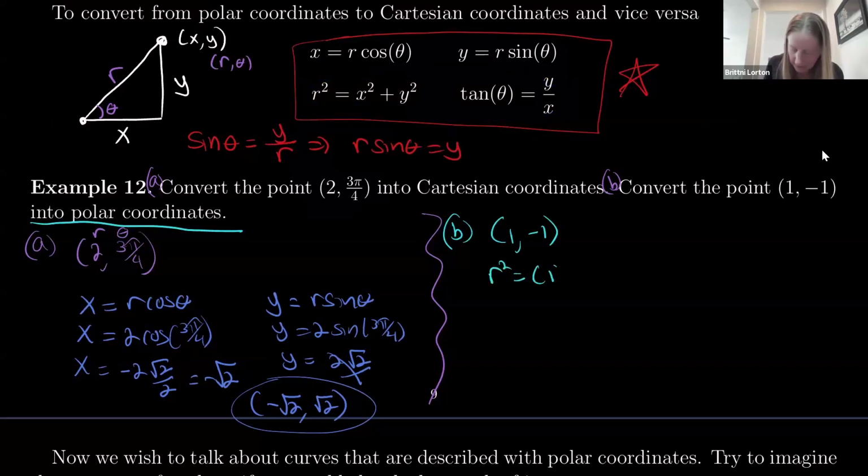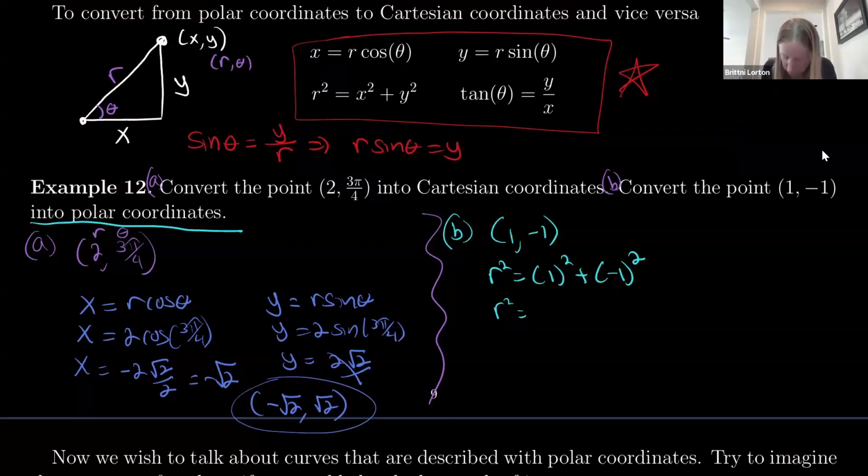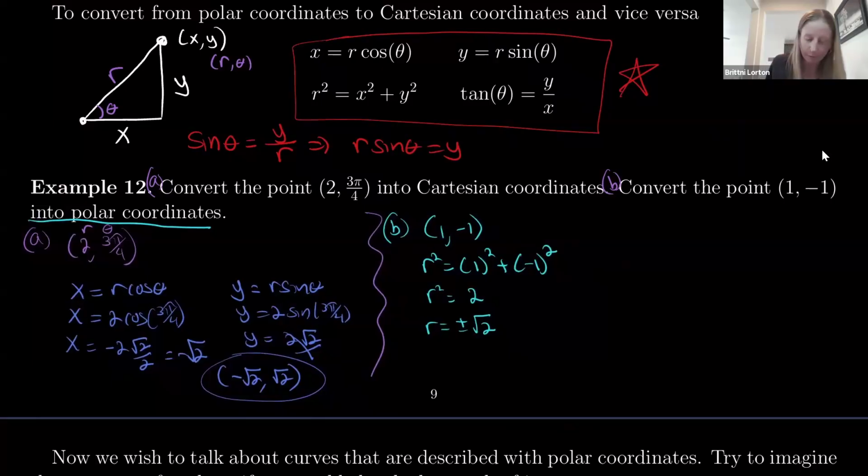So r squared is x squared plus y squared, and I just replaced my x and y, which means r squared is equal to 1 squared plus negative 1 squared, which is 2. So that means r is equal to, when I take the square root, plus or minus root 2. I have two answers, so I don't quite know the answer yet. That's all right though, we'll be able to figure it out. So that took care of r squared equals x squared plus y squared.